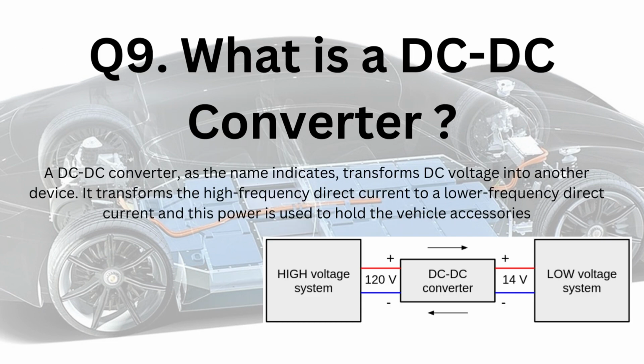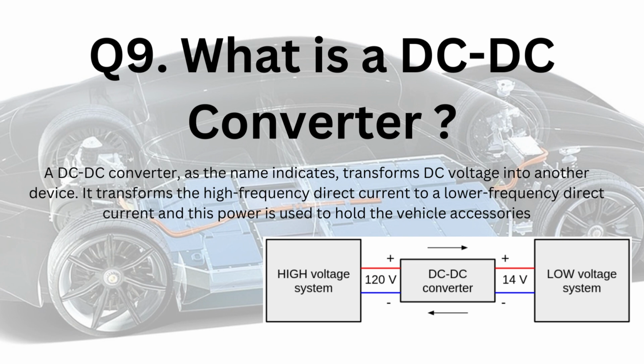What is a DC-DC converter? In the name you can see that the DC-DC converter converts direct current to direct current, from high frequency direct current to low frequency direct current. So why do we need the low frequency current? Because to run the vehicle accessories we need low current, low frequency direct current. So for that purpose we need the DC-DC converter.